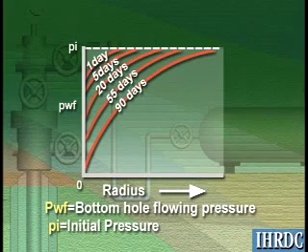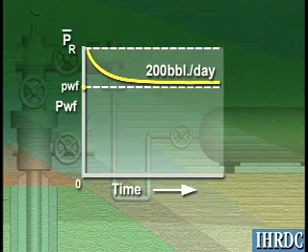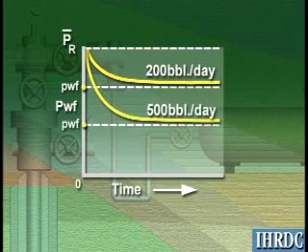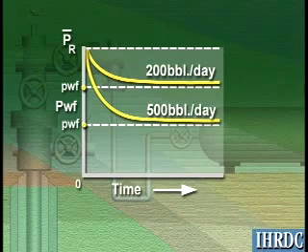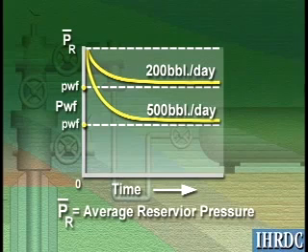For example, the bottom hole flowing pressure profile for both a 200 barrel per day well and a 500 barrel per day well are shown here. In addition, the average reservoir pressure normally decreases with time as the reservoir is depleted of its fluids.